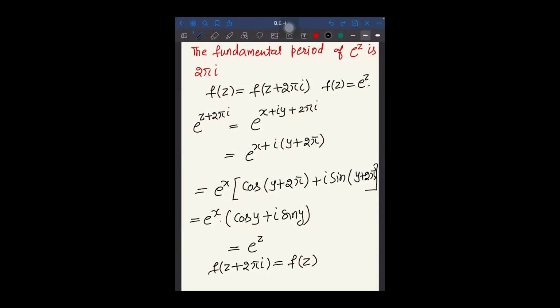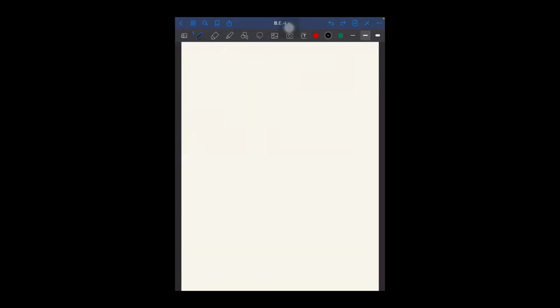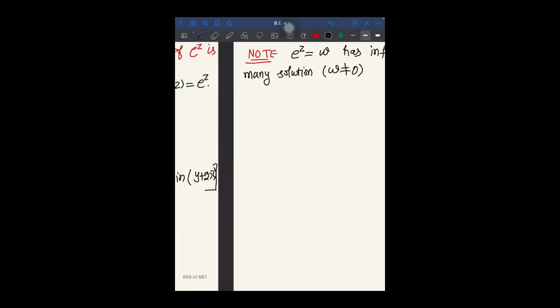Okay, so let's do a few more questions. First of all, I want to make a point, note: e^z is equal to w has infinitely many solutions, except w should be non-zero. Yes? देखो इसका मतलब क्या है? Can anybody tell me? इसका मतलब क्या है?